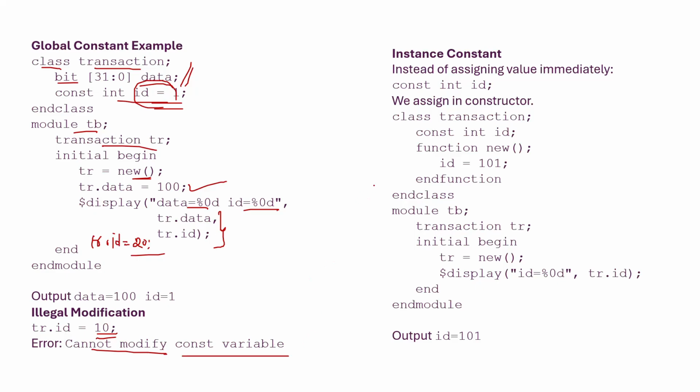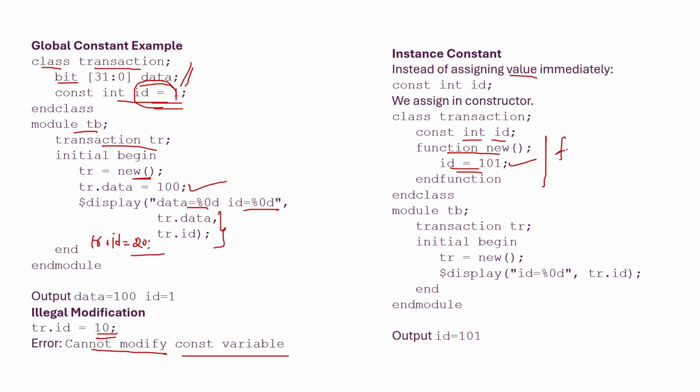And then instance constant. Instance constant means instead of assigning the value immediately, you are assigning it later, but it is a constant property only. You are assigning the value in your constructor, or in your TB also you can assign that. Constant int ID, then the ID value you are assigning through the constructor method, ID equal to 101. Two ways you can assign, right?